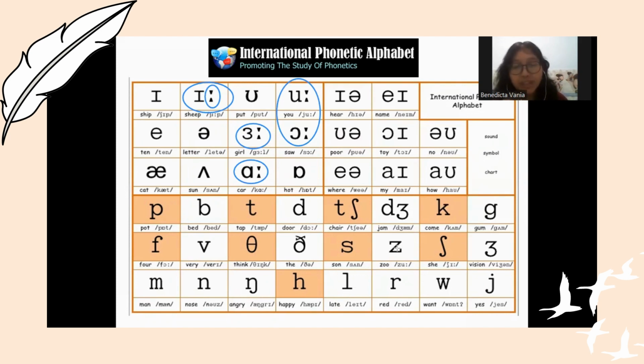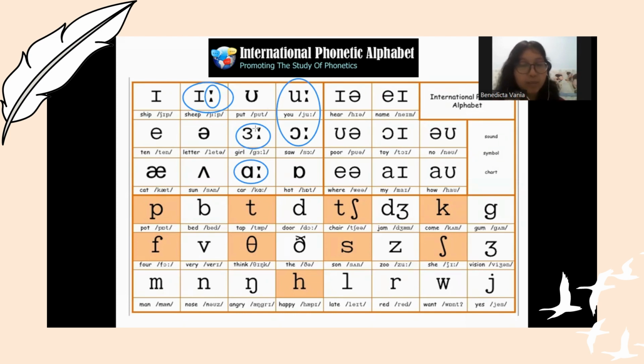Next, we're going to talk about the second long vowel, which is this one right here. It is read as a. It is used in words like urban, burn, hearse, dirt, hurt, heard, word.